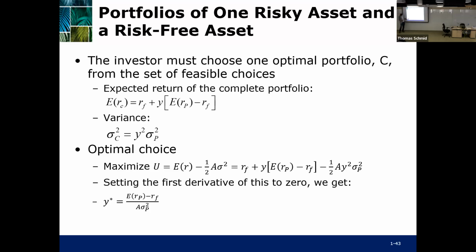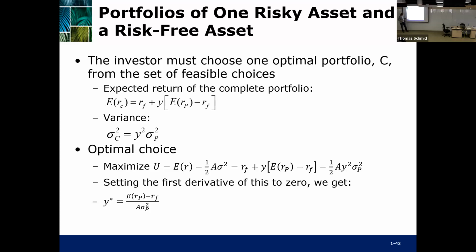And y star is higher if A is lower. So if A goes up, then y star goes down. There's an inverse relationship between A and y. Again, that makes sense, because if I'm more risk averse, I will, all else being equal, invest less in the risky asset. And the same is true for risk. If the risky asset is more risky, if sigma squared P is higher, we will invest less in the risky asset.